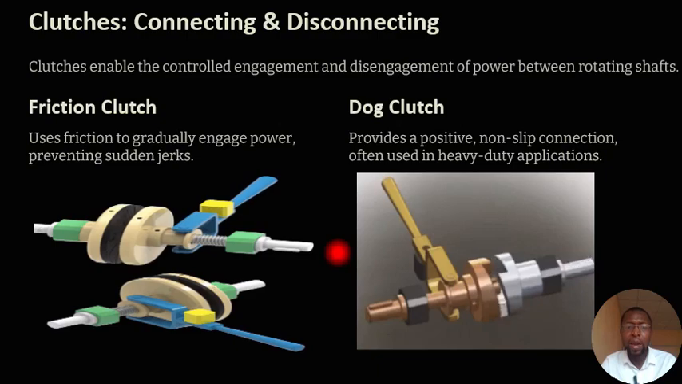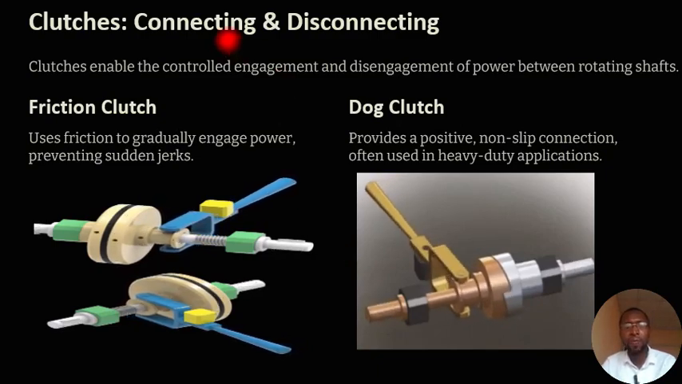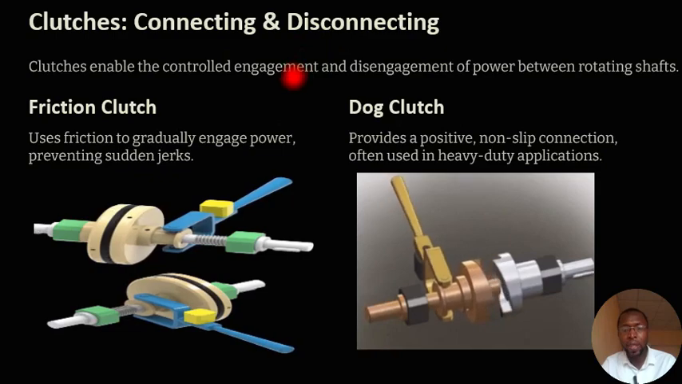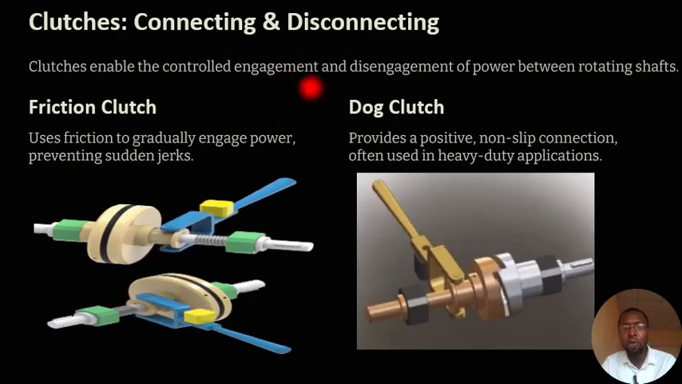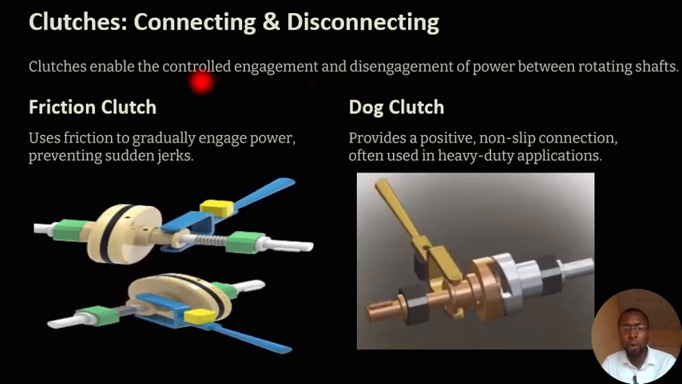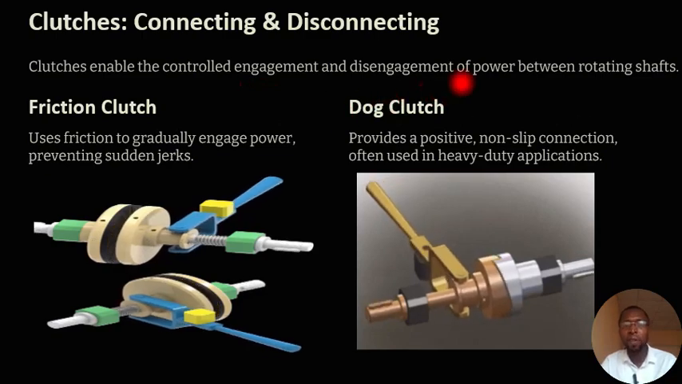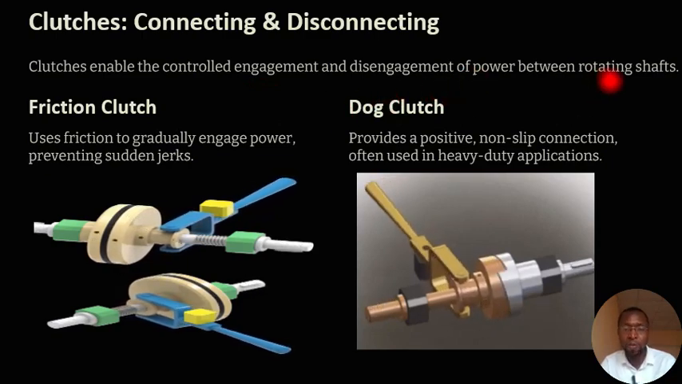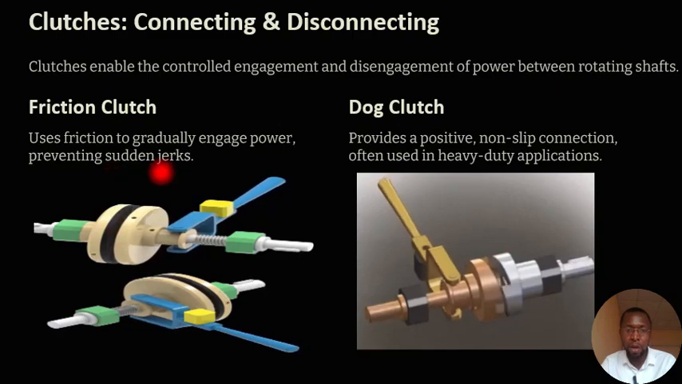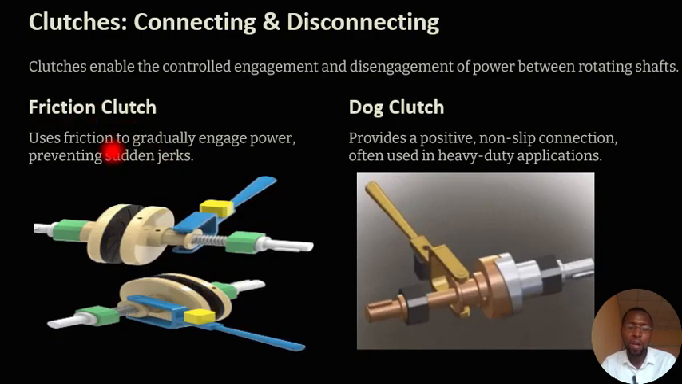All right, can we now talk about the clutches? We have said earlier that the clutch is made for connecting and disconnecting. It is used to connect and disconnect so that it can control the power that is being transferred. So clutches enable the controlled engagement and disengagement of power between rotating shafts. So it connects and also disconnects. And we have two major types. We have the friction clutch.